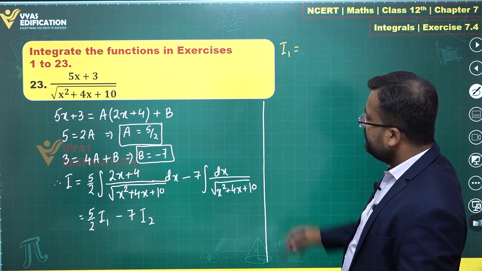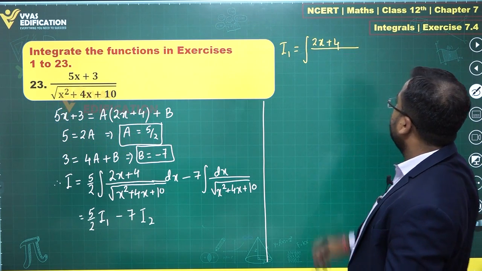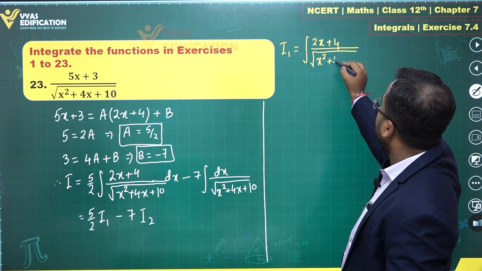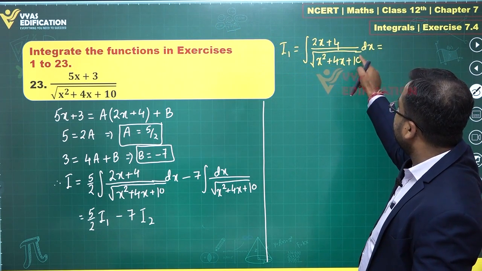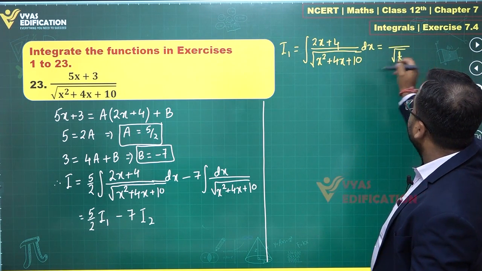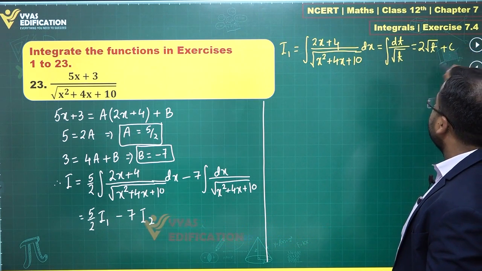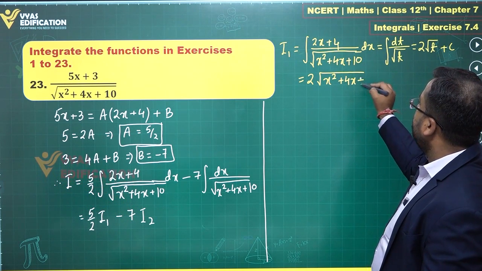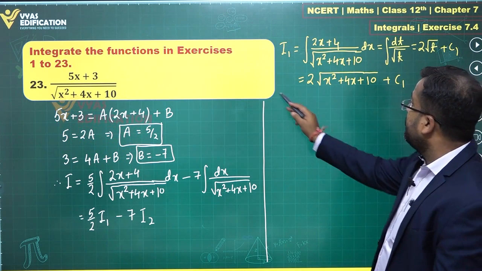Is equal to, if you observe, (2x plus 4) upon the square root of x square plus 4x plus 10, dx. If we substitute x square plus 4x plus 10 equals t, then in the denominator we have root t and in the numerator we will have dt. The integral will be 2 square root of t plus c, which is 2 square root of x square plus 4x plus 10. Let's call this constant of integration c1 instead of c.